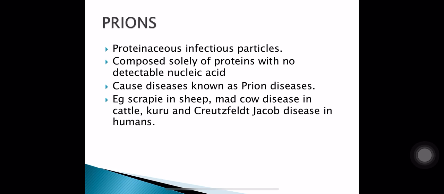Now, what are prions? Prions are proteinaceous infectious particles. They are even smaller than viruses. Meaning virus is the smallest known, but prions are even smaller, but prions have no gene, neither DNA nor RNA, and they are composed solely of proteins with no detectable nucleic acid. They cause diseases known as prion diseases. Examples: scrapie in sheep, mad cow disease in cattle, Kuru and Creutzfeldt-Jakob disease in humans.